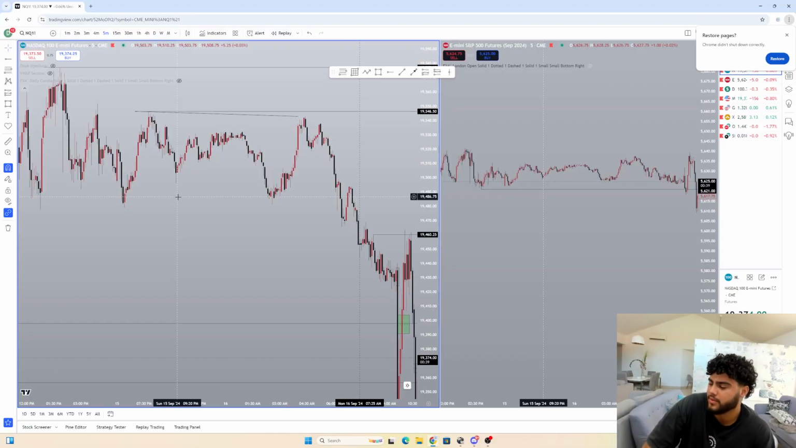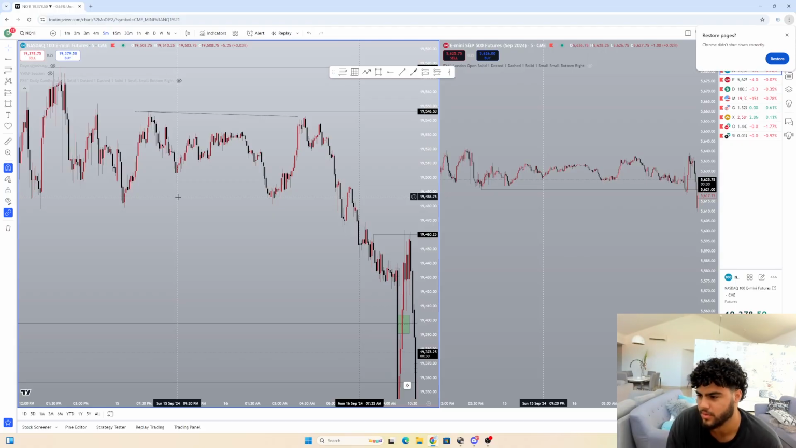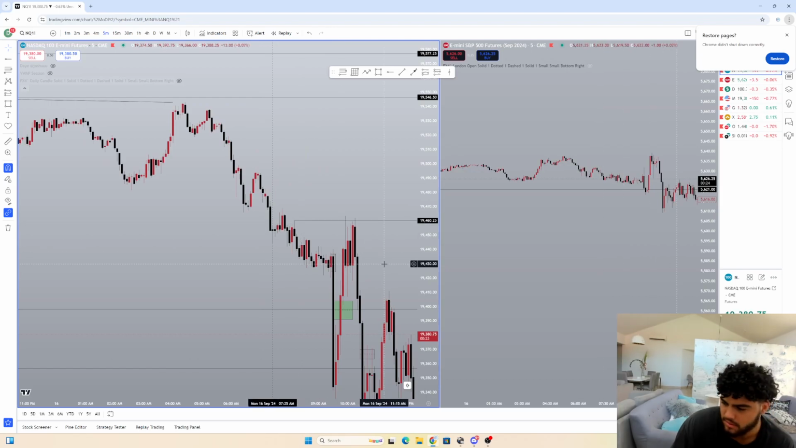So if there's multiple fair value gaps and they get inversed, you enter off the retracement with the fib. If you're referring to what I showed you earlier, that's not what I was showing you. But sometimes, yeah, I do enter off a retracement with the fib. But more often than not, you're entering on wherever the inverse is.